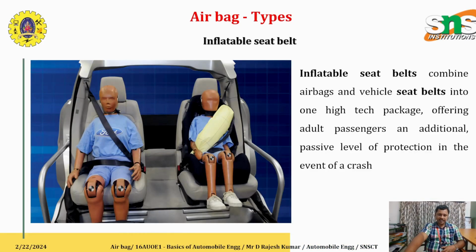Inflatable seats: you can see in the image the second occupant whose seat got inflated in order to prevent the collision. Inflatable seats are nowadays like an airbag, the seat itself gets inflated. That white colored thing you can see on the right hand side of the second image is the cross seat belt, and you can see that it is inflated. Inflatable seats are a combination of airbag and the vehicle seat belt. So this is used to protect during the event of a crash.